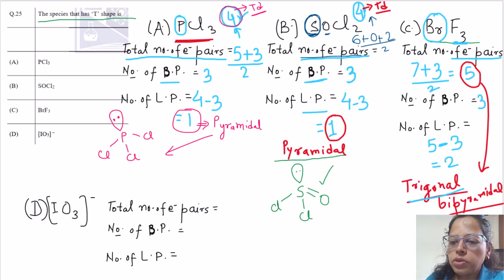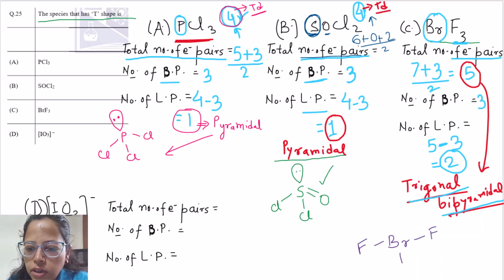When the parent geometry is trigonal bipyramidal and we have two lone pairs, then we have a T-shaped geometry.